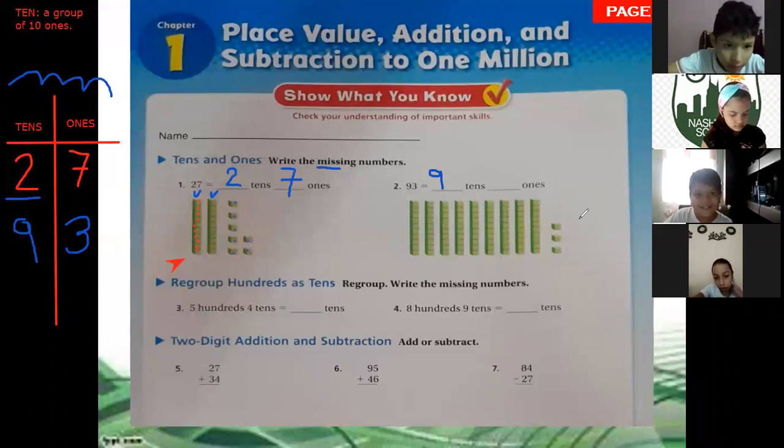Sorry, but what are you doing? You are not in class. What are you doing? Ivana, how many ones are in 93?